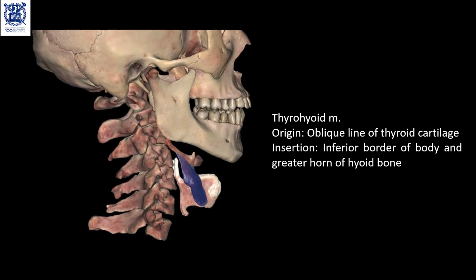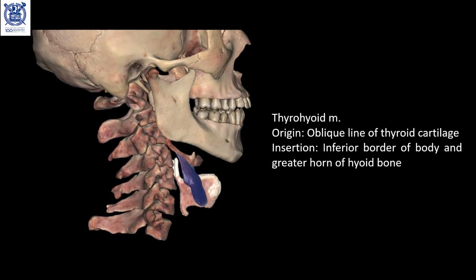The thyrohyoid muscle is innervated by the hypoglossal nerve, and it is the only infrahyoid muscle that is not supplied by the ansa cervicalis. It may also be supplied by the thyrohyoid branch of the first cervical spinal nerve. This nerve branches from the first cervical nerve as it joins the hypoglossal nerve for a short distance.